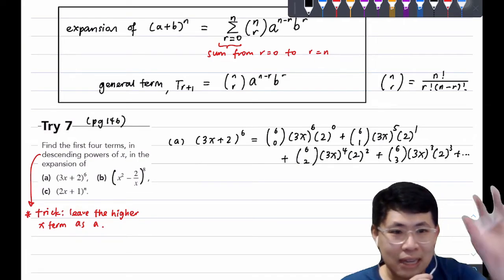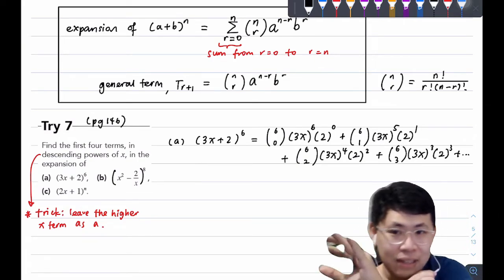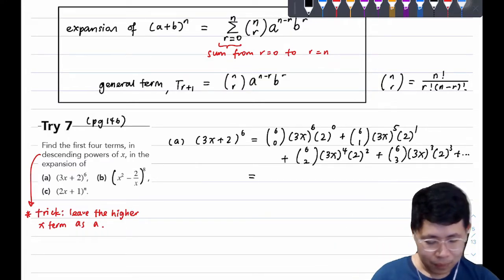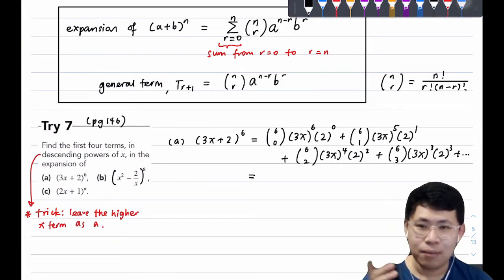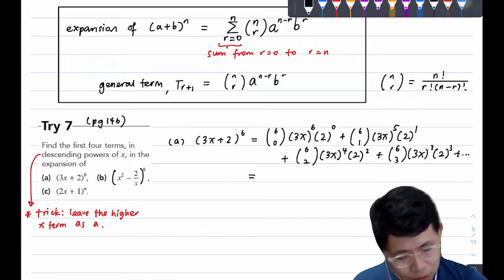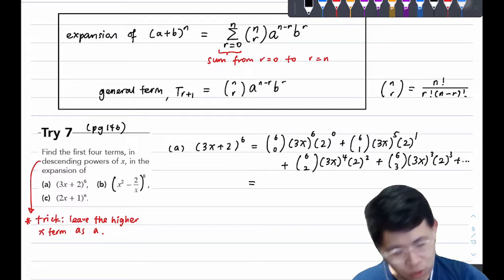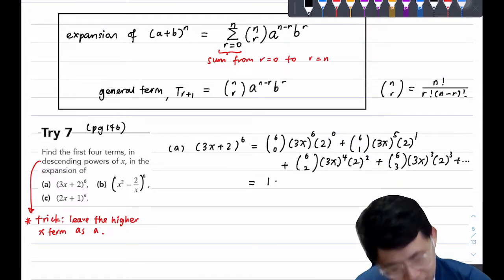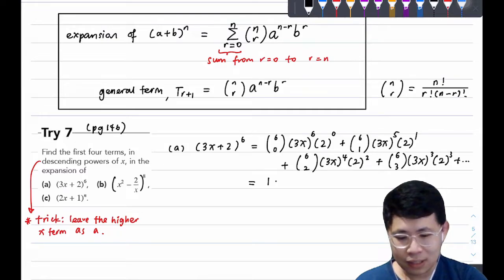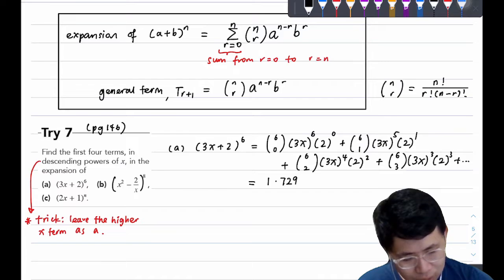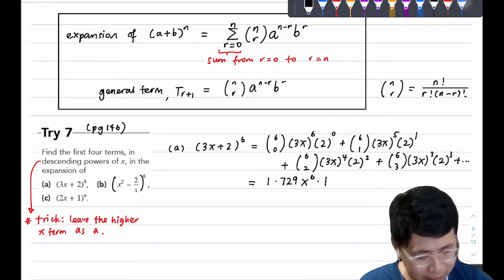Sadly I don't have space to write the whole thing, but ideally we need to write the whole stretch. So what is this? We use our calculator. This is going to be 6 choose 0. What is 6 choose 0? 6 choose 0 is 1 multiplied by 3 to the power of 6, because when we expand it's 3 power 6, so this would be 729 of x power 6. 2 power 0 is 1. We tidy up later.